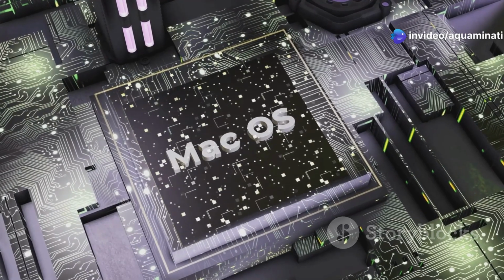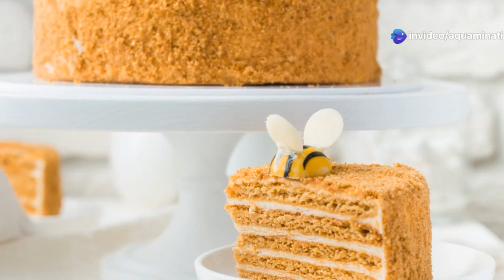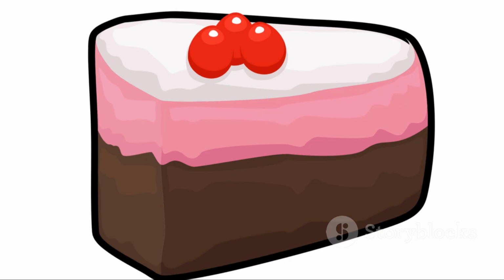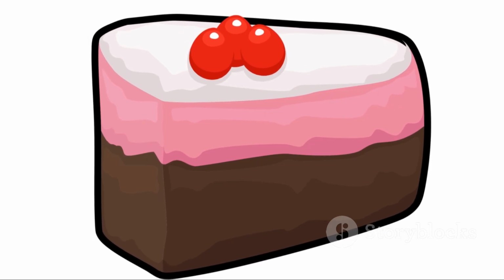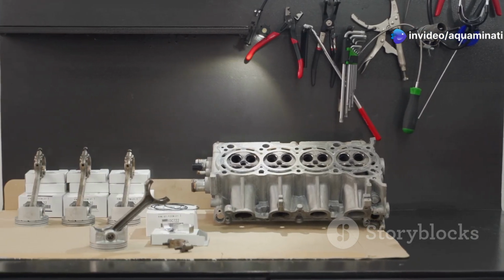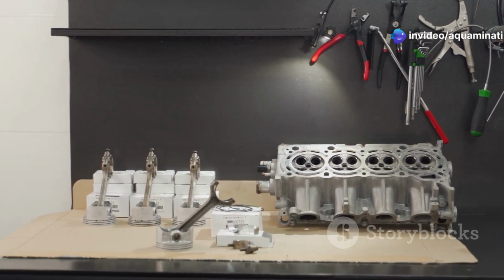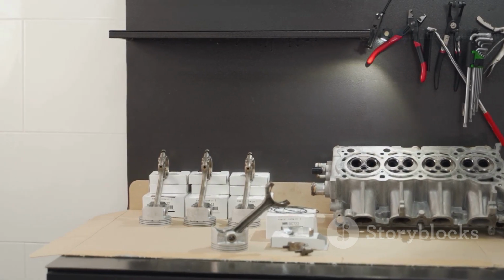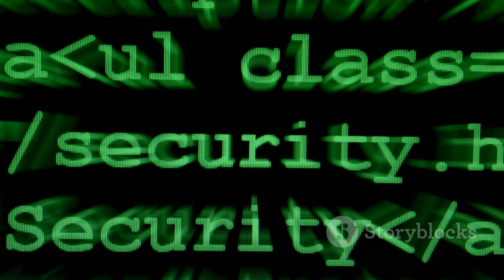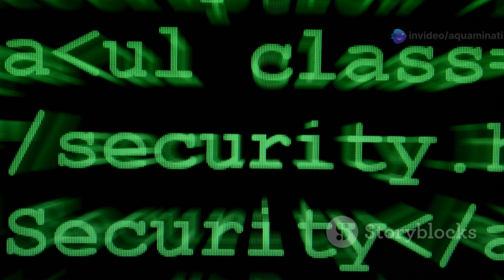macOS is built on a Unix-based core called Darwin. Now, Darwin itself is a layered architecture, kind of like a cake, but instead of frosting and sponge, we have different software components stacked on top of each other. At the very bottom, we have the kernel layer. This is the heart of the OS, managing the system's resources. Think of it as the engine of your car. Above that, we have the core services layer, which provides fundamental services to the system, like networking and security.